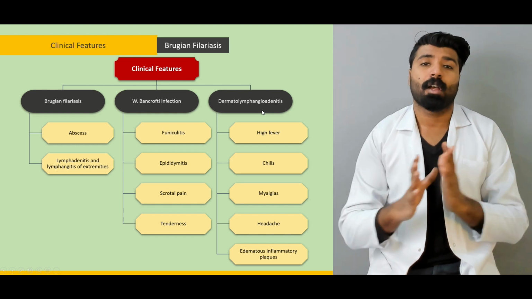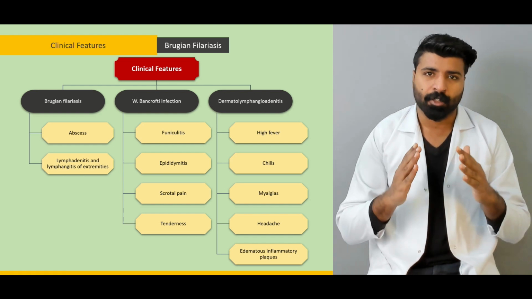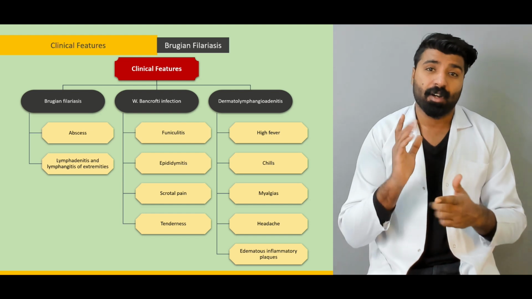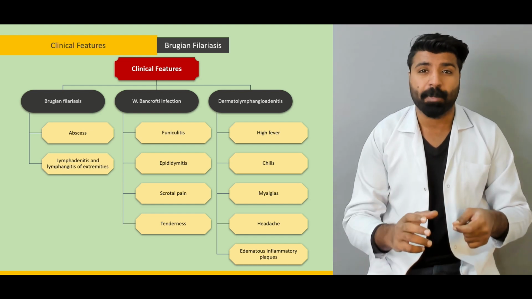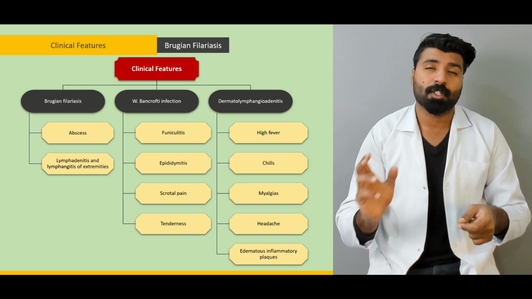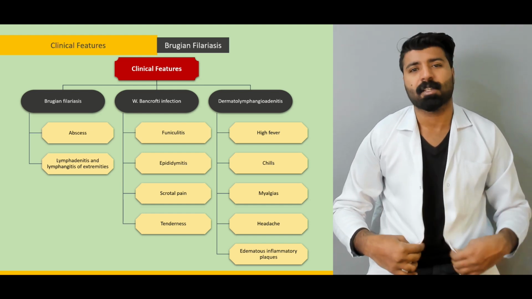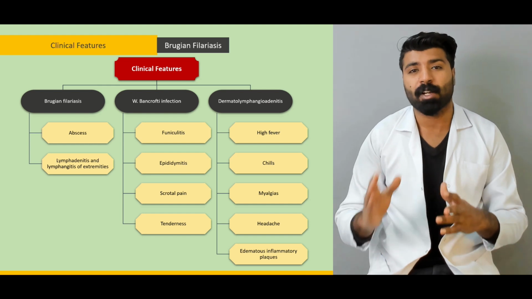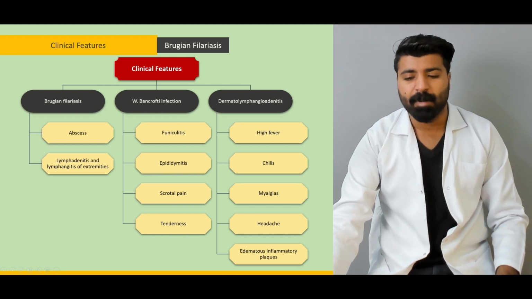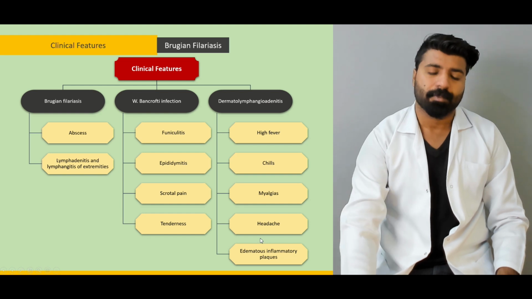So what's the identifying point in all the clinical features? For bancrofti, it's going to be scrotal pain, tenderness, and in most of the cases hydrocele. In Brugian, it's going to be abscess, and in dermatolymphangioadenitis, it's going to be edematous inflammatory plaques.